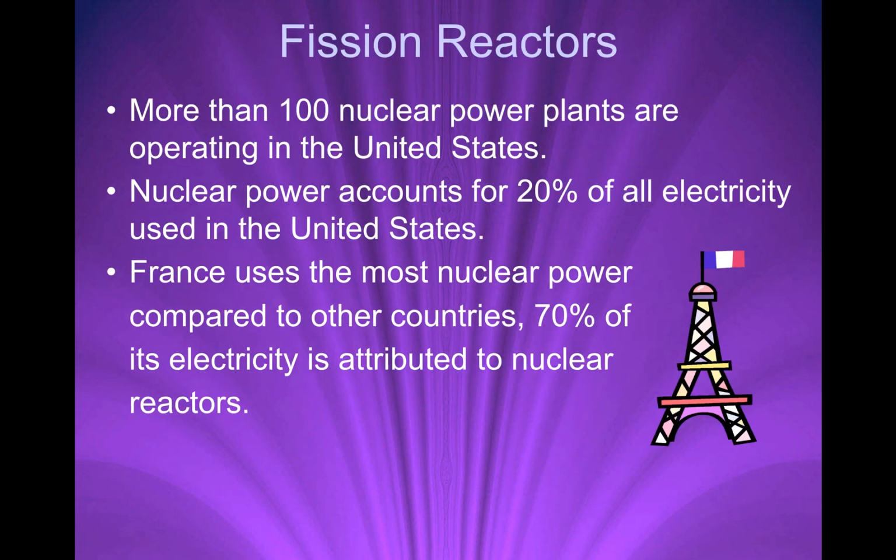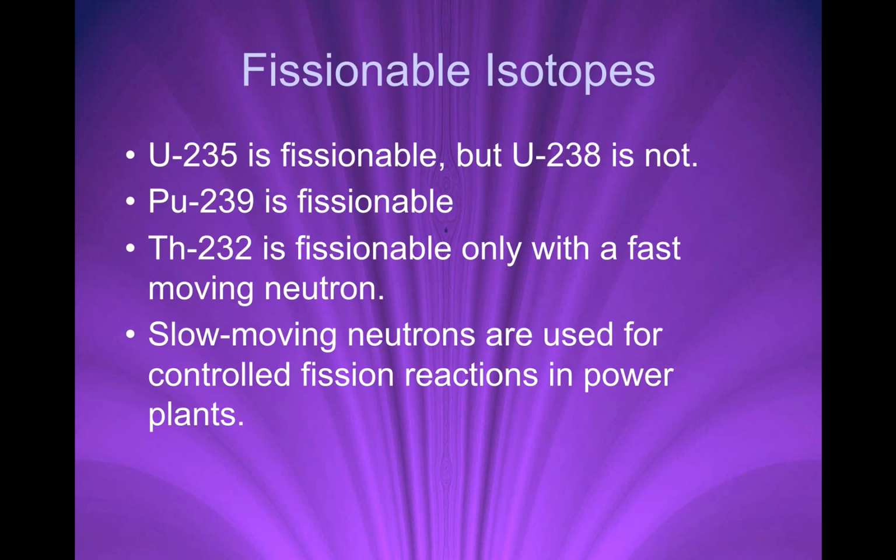Fissionable isotopes include these. Uranium-235 is fissionable, but 238 is not. Plutonium-239 is fissionable. Thorium-232 is fissionable only with a fast-moving neutron. Slow-moving neutrons are used for controlled fission reactions in power plants.